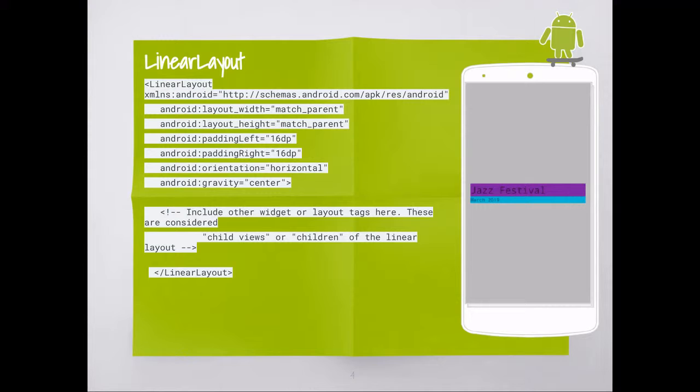Then we have the relative layout. The relative layout is also very interesting because you can position the components in a different way. You can specify in what position a specific component will be in relation to the others, to the parent, or to the relatives. So this is very interesting.